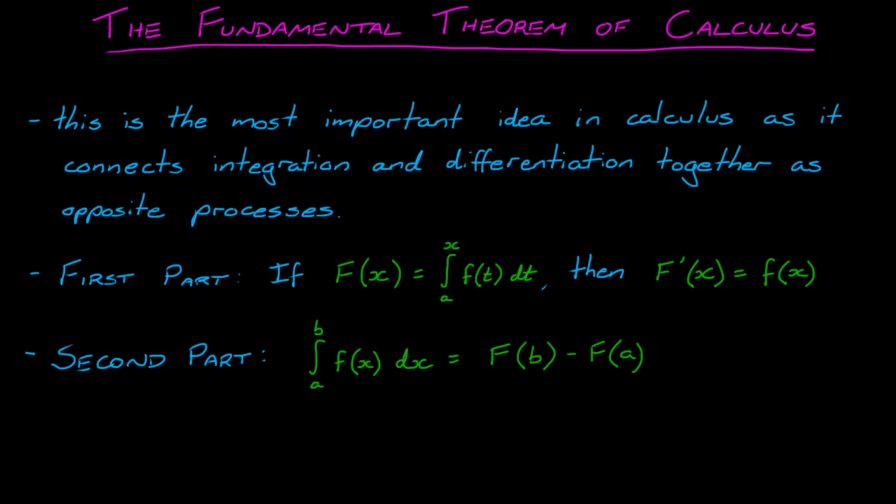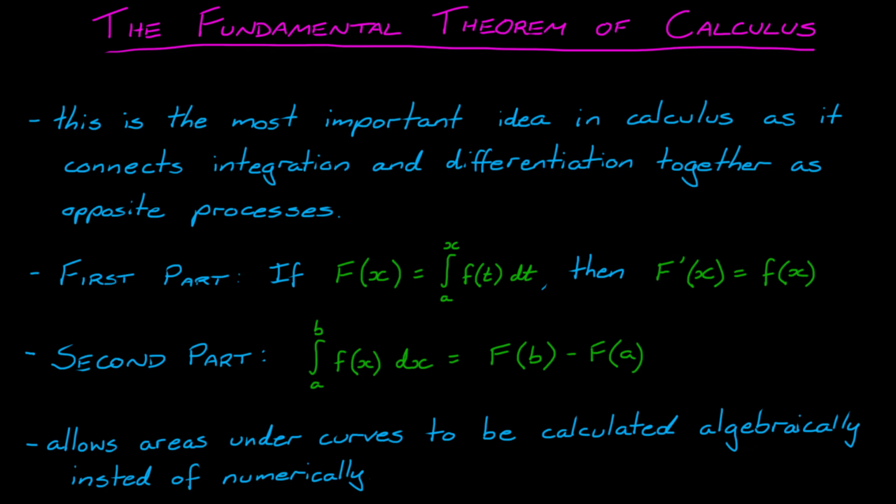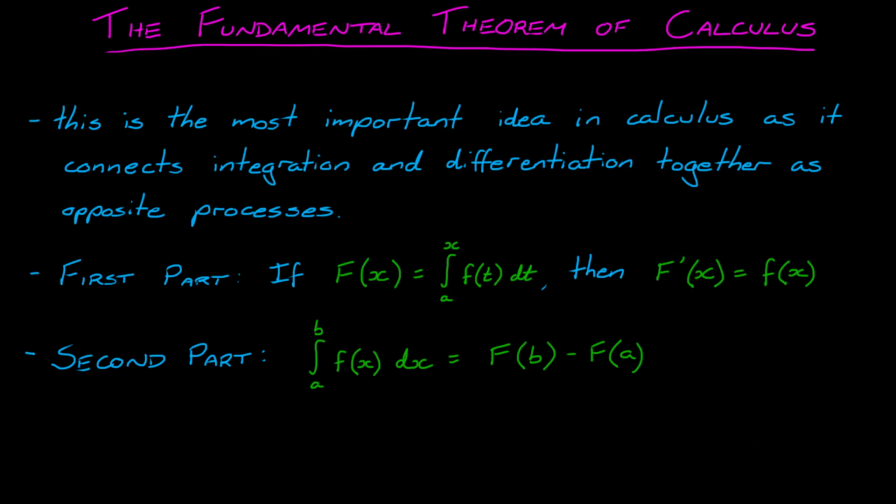integral from a to b of any function f of x is equal to the value of the antiderivative of that function at b minus the value of the antiderivative at a. This second part is particularly important because it gives us a way to calculate areas under curves over a certain interval algebraically instead of using the numerical methods that we've been using so far. We'll take a look now at where these two come from and how to understand them.